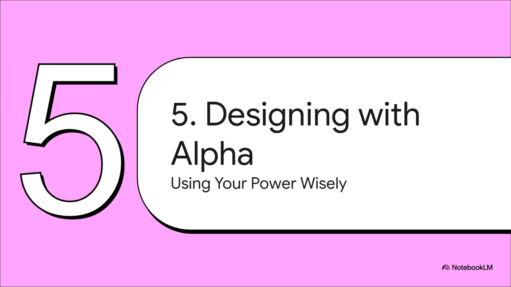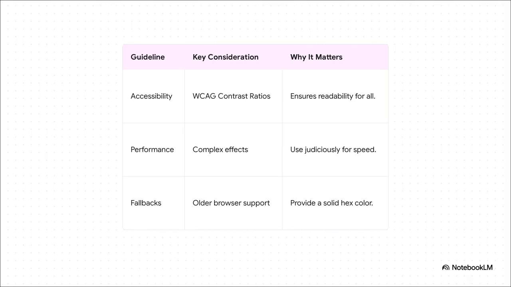Okay, so now you've got this new superpower. But you know what they say, with great power comes the need to use it wisely. So let's talk about designing effectively with that alpha channel. There are really just 3 key things to keep in mind. First, and this is a big one, accessibility. When you start layering colors, you have to be sure your text still has enough contrast so that it's readable for absolutely everyone. Second is performance.